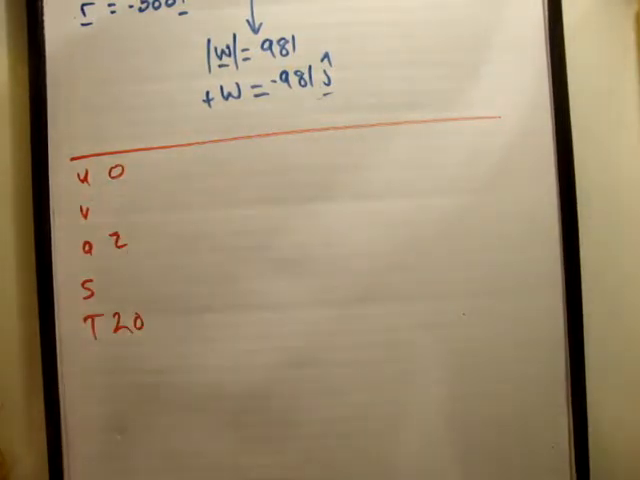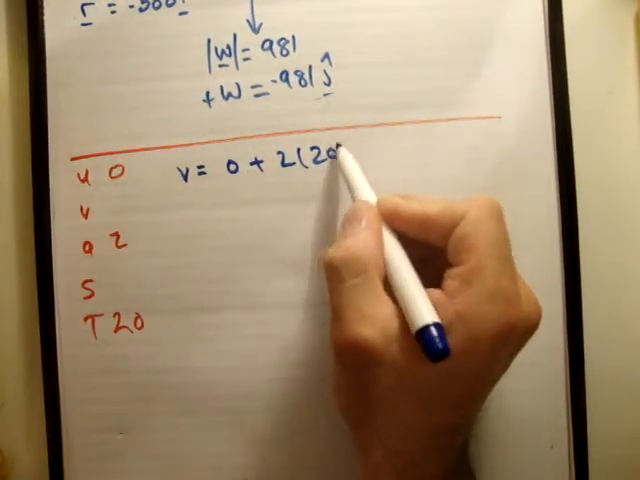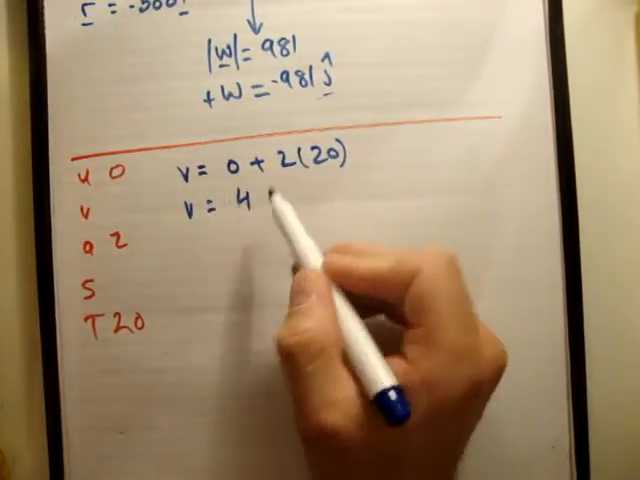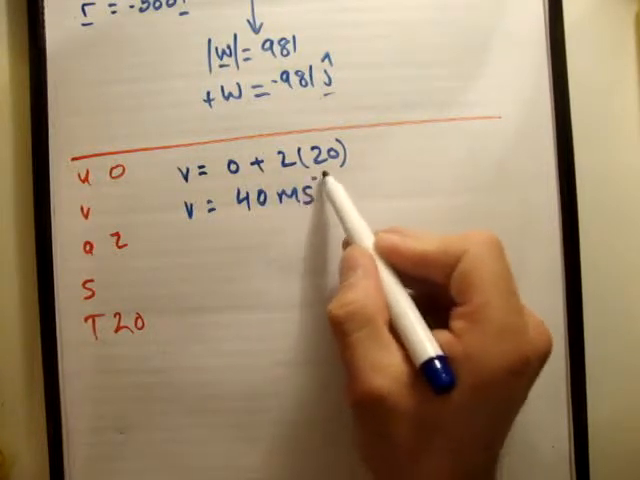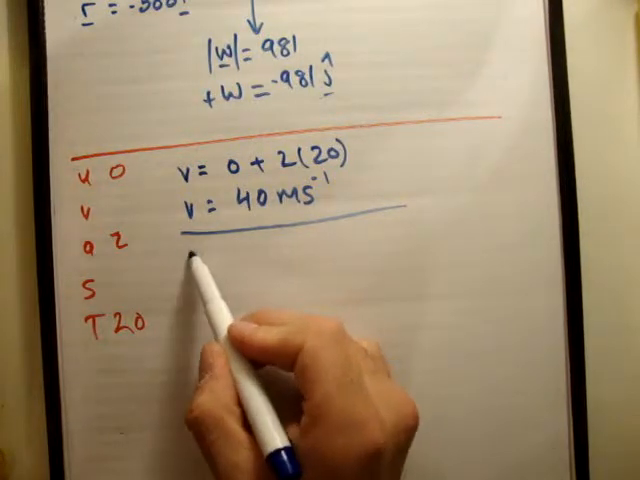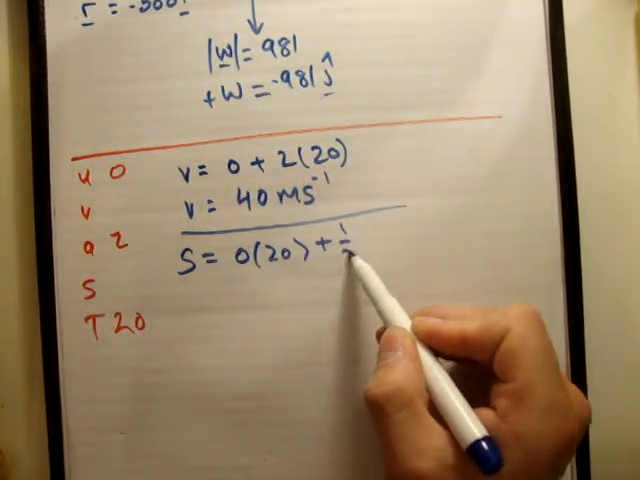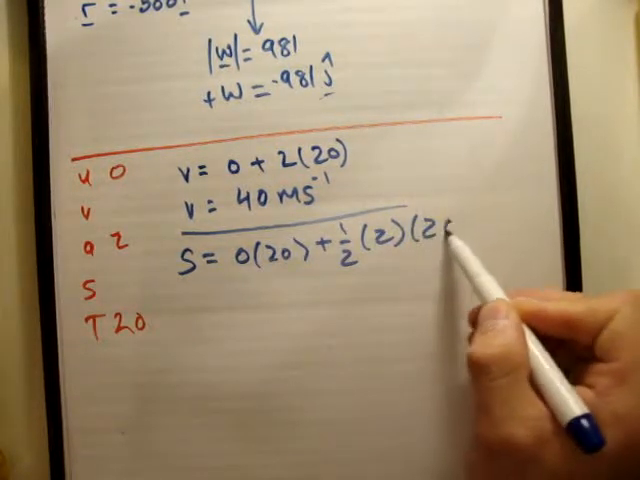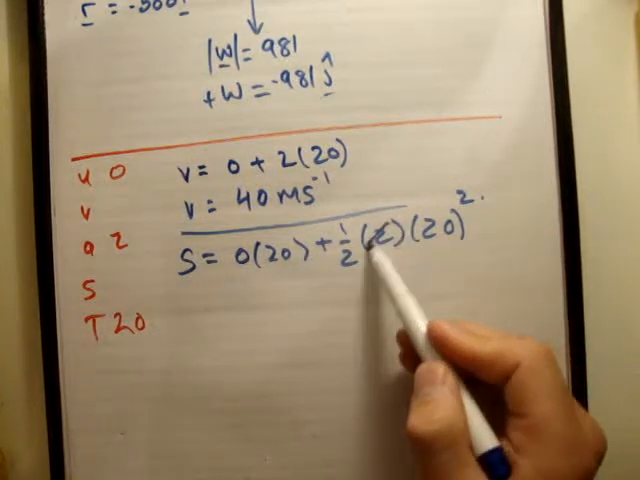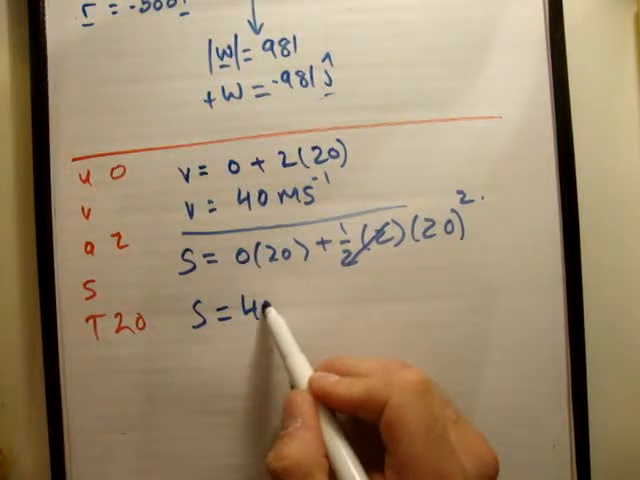So we're just going to use v is equal to u plus at. So it's going to be 0 plus 2 times 20. So v is equal to 40 meters per second. And to get the distance, I'm going to go s is equal to ut plus a half at squared. So s is equal to 0 times 20 plus a half times 2 times 20 squared. So these cancel, so we just get 20 squared. So s is equal to 400 meters.